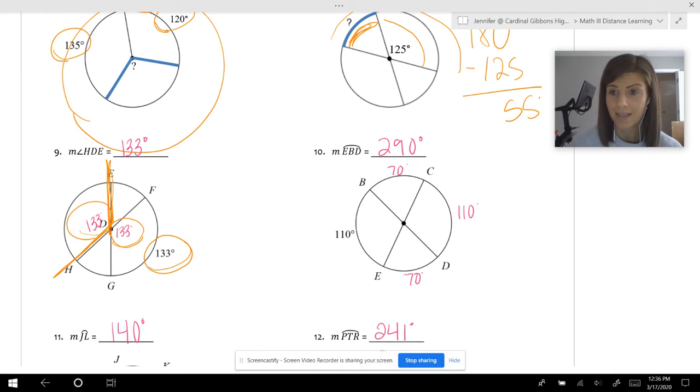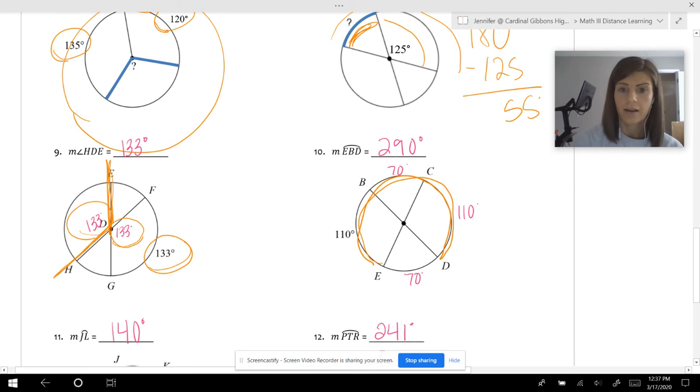Number 10 used the same properties. Number 10 put together the vertical angle and the 180 property. And then you also had to make sure that you were answering the right arc. So we were looking for arc EBD here. So doing the same thing that I did in number 9, 110 degrees out here puts 110 degrees in here, puts 110 degrees here, puts 110 degrees over there. And then 180 means that this would have to be 70 degrees.